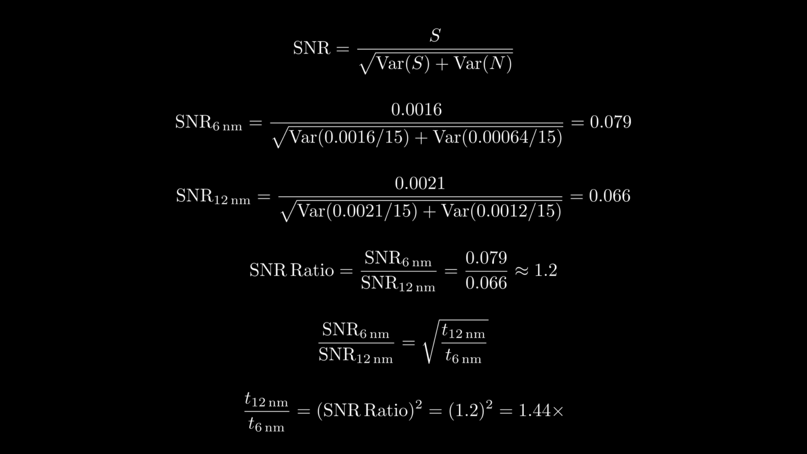If you had 10 hours of data with the 6nm filter, you would need 14 hours of data with the 12nm filter to generate an image with the same SNR. That can be a non-trivial amount of time savings, especially if you don't get a lot of clear nights.